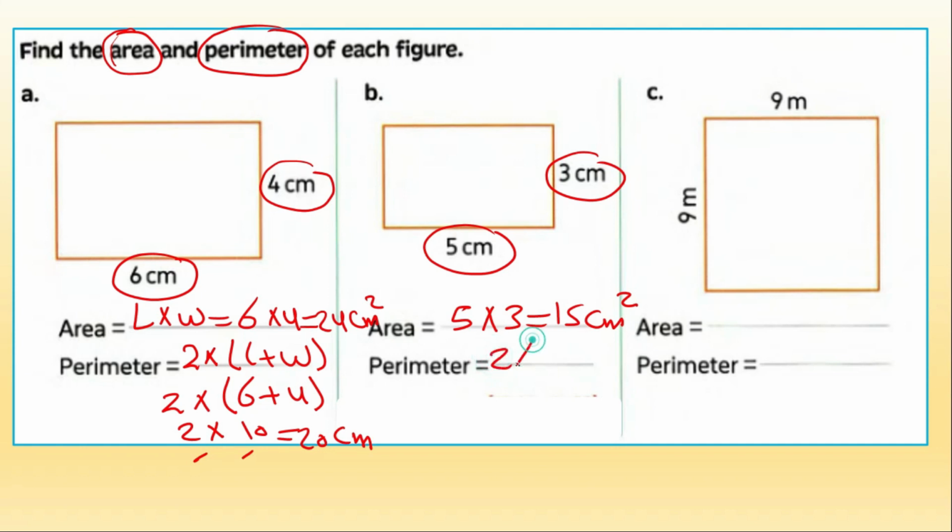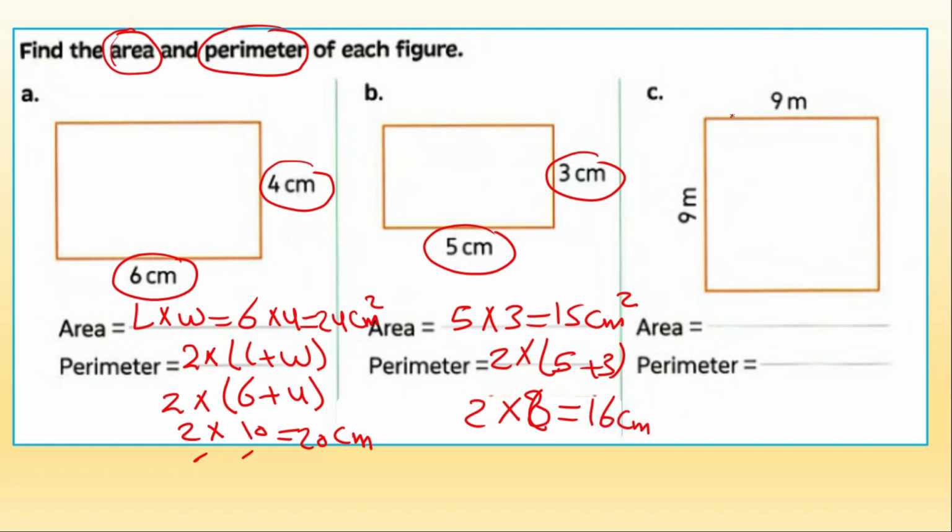Perimeter 2 times length plus width, which is 5 plus 3. 2 times 5 plus 3 equals 8. 2 times 8 equals 16 centimeter.